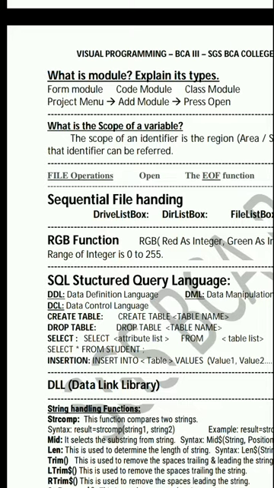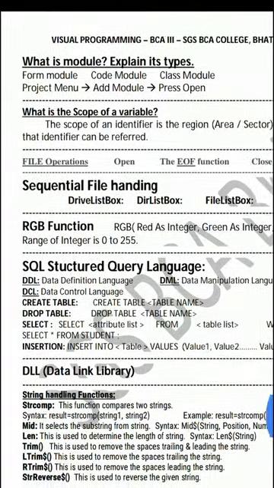Files can be of two types. Either they can be random access or they can be accessed sequentially. Whenever we go through sequential access, we use the drive list box. Under a drive there will be different directories. The directories are accessed, and inside each directory we will find a set of files. So the drive list box, directory list box and file list box are used to access the files sequentially.